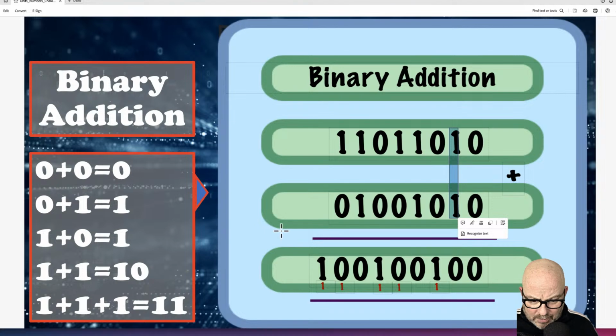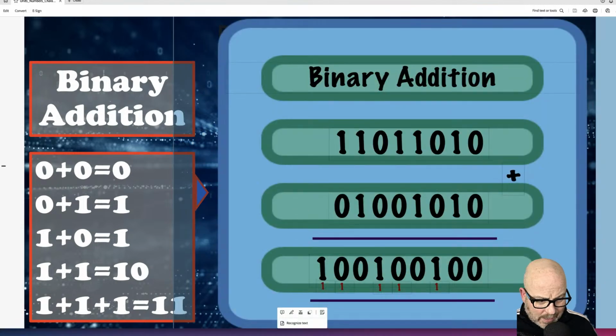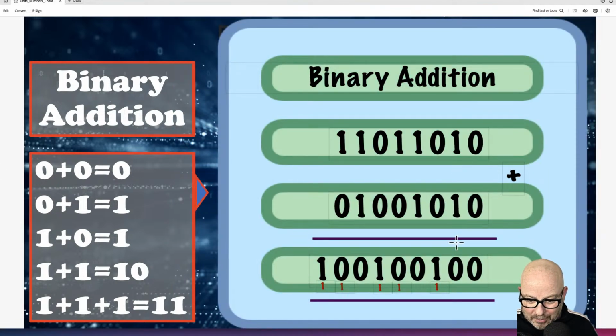Okay, so in that case, you do 1 plus 1 is 1, 0. So we do 0 down and carry the 1. Okay, 0 plus 0 is 0, plus the 1 we've carried is 1.